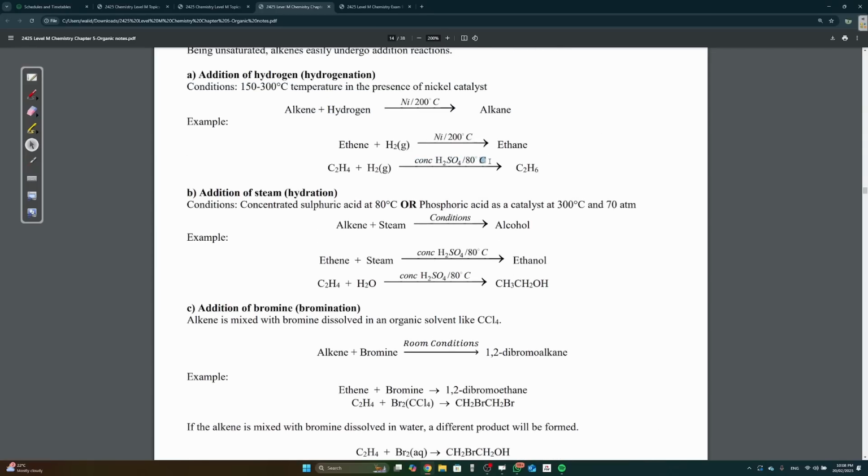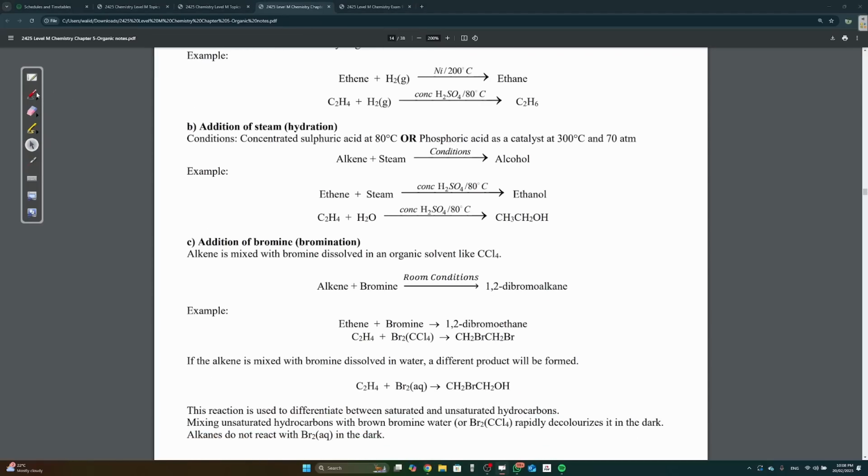Hydration, forget about the H2SO4, even though she may ask it. But I don't have it written in my notes. I think the famous one is nickel at 200 degrees Celsius. Addition of steam or hydration. Okay, just say hydration. Hydration, from the term hydrated, means adding water, right?